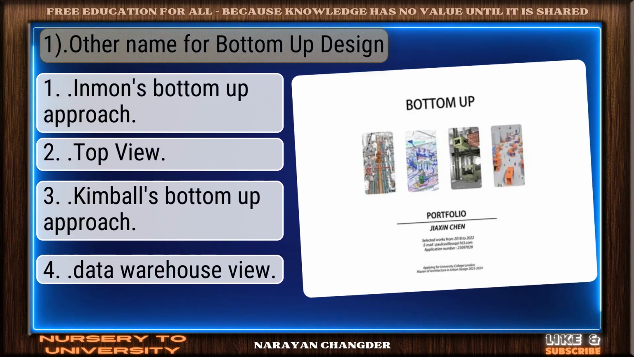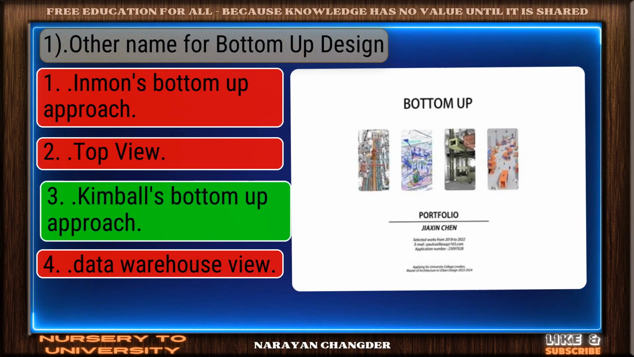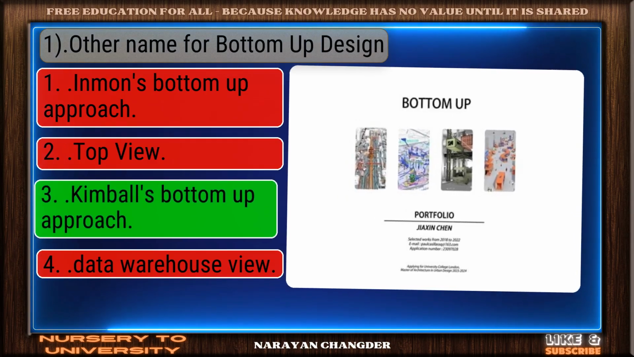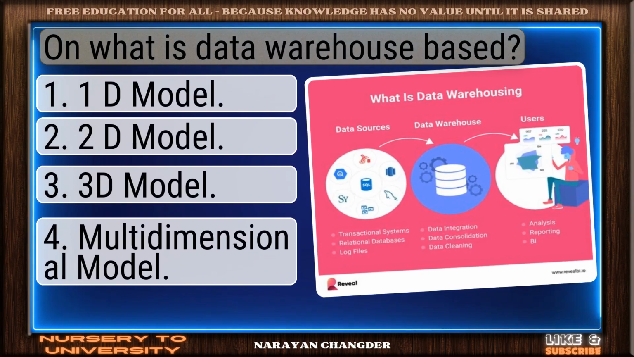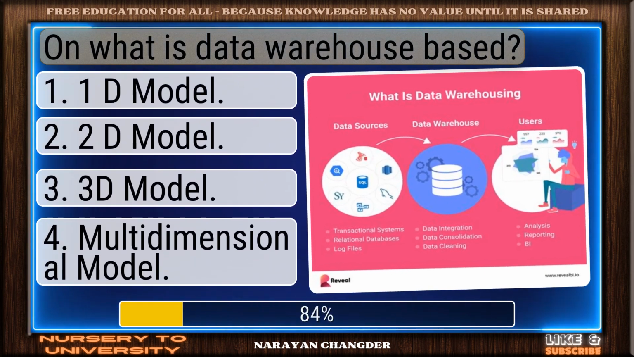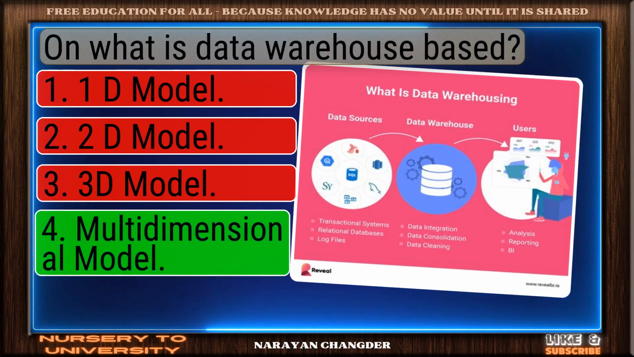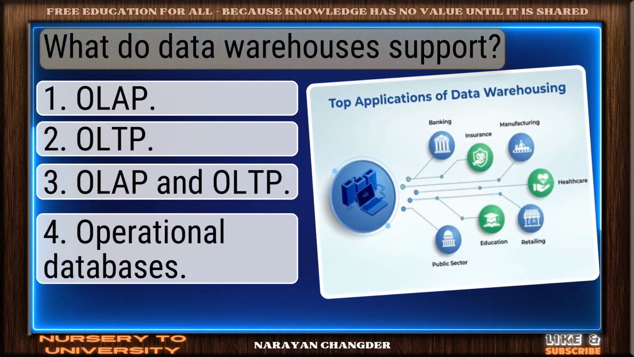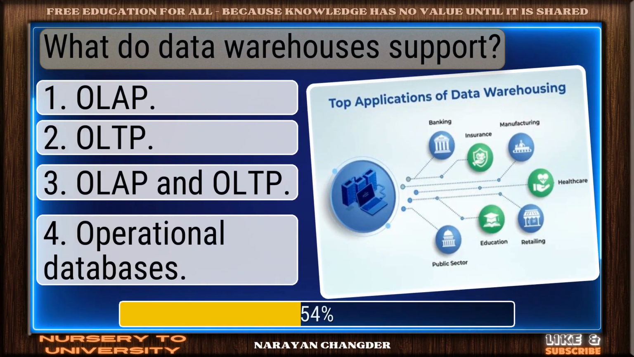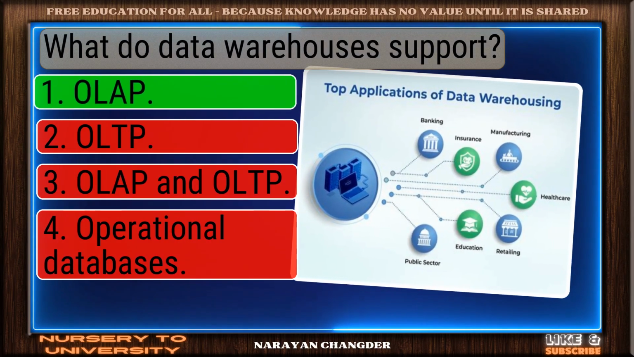Question number 58. Other name for bottom-up design. Well done. Kimball's bottom-up approach is the right choice. Question number 59. On what is data warehouse based? Well-reasoned. Multidimensional model is the correct choice. Question number 60. What do data warehouses support? Smart pick. OLAP is the correct choice.